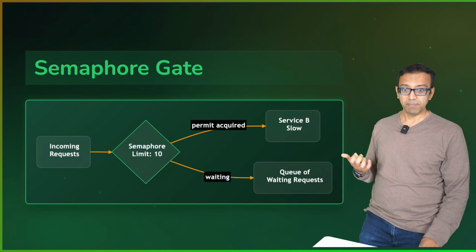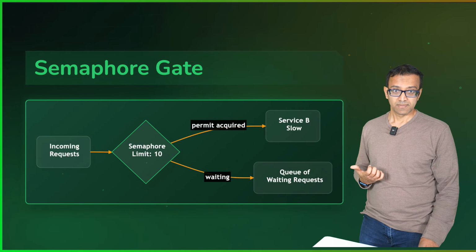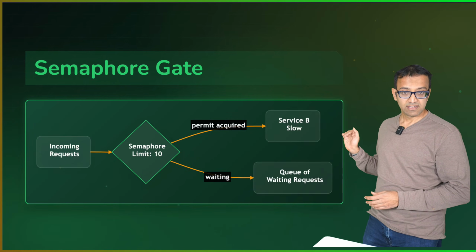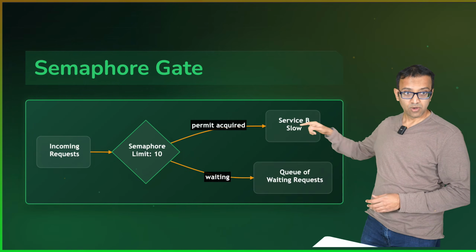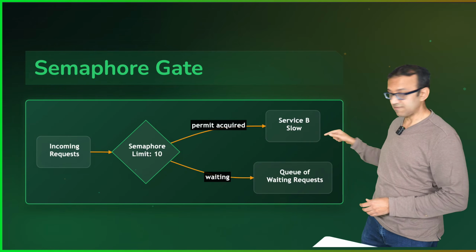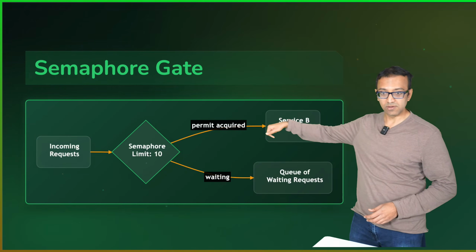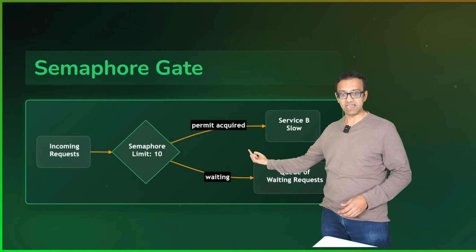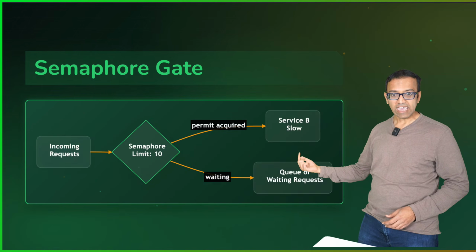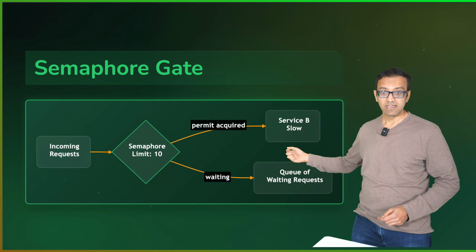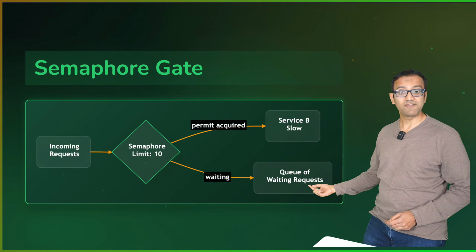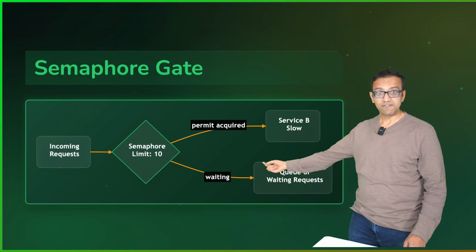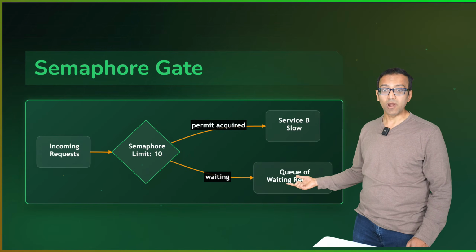Now if B slows down, let's say the limit is 10, right? The first 10 requests to A go through. Okay, so this is the incoming request. It's coming to the limit here, which is this guy. It's going to go through if it is within that limit. If it is not within that limit, it either waits or it errors out.